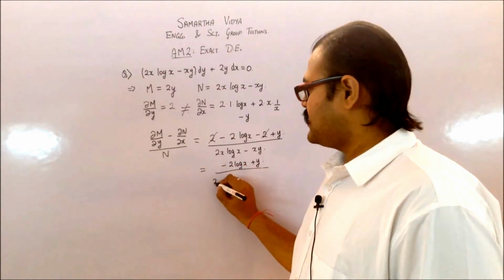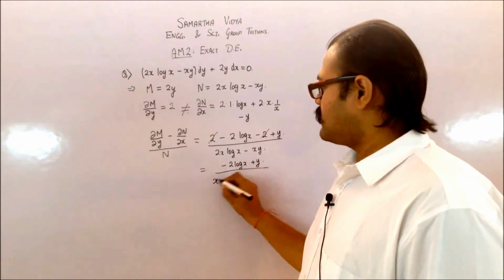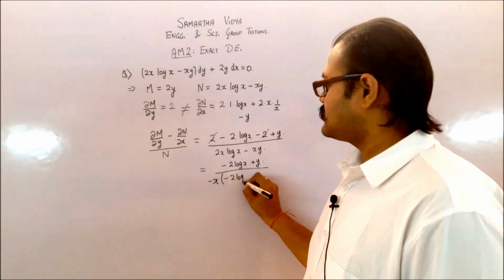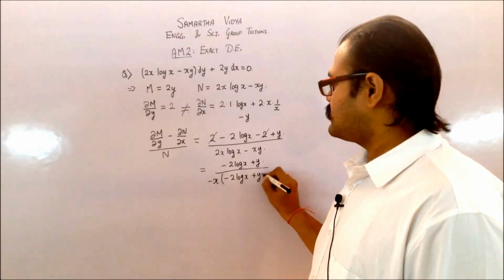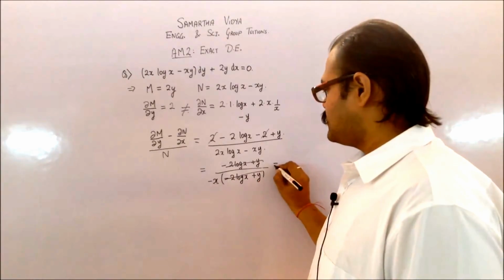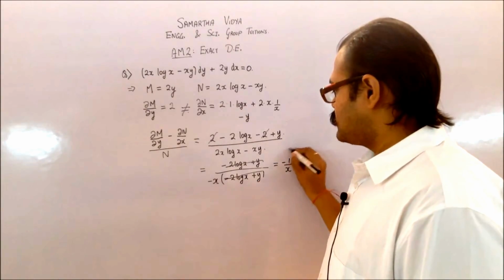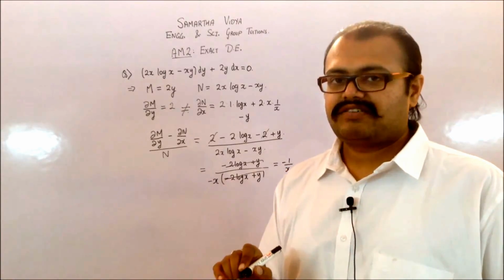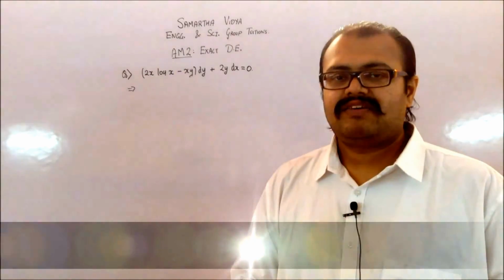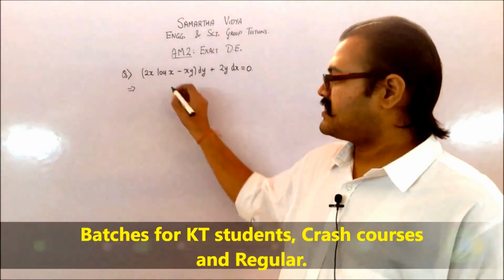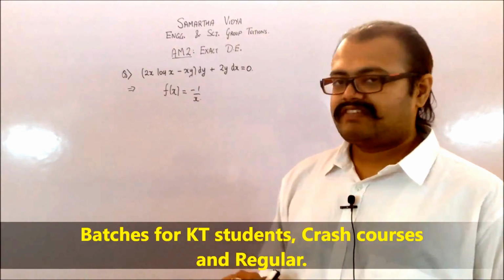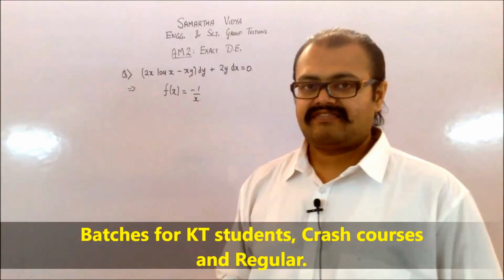In the denominator, if I take minus x common, I'll be getting this as minus 2 log x and plus y. So you can see that this term gets cancelled and you're remaining with a term which is minus 1 by x. So this particular term is only a function of x, that is why we can say that this is equal to f of x. So we have found that our function f of x is nothing but minus 1 by x. So after this we need to just find the integrating factor.